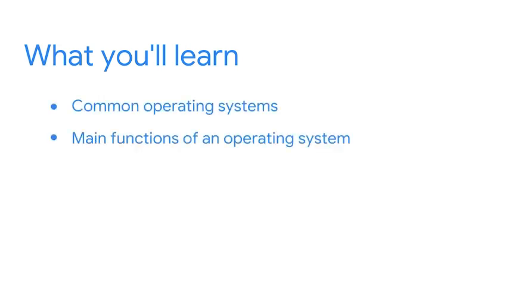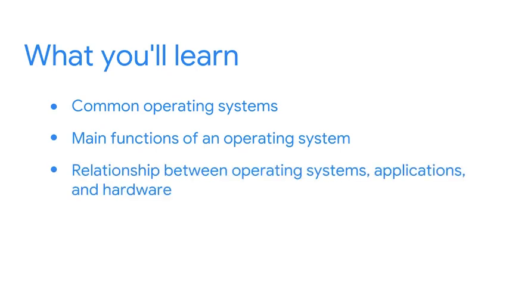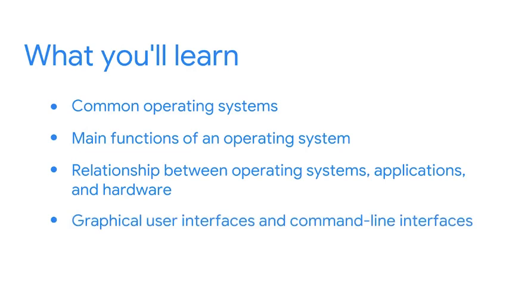In this section, we'll learn about common operating systems and we'll explore the main functions of an operating system. Then, we'll learn the relationship between operating systems, applications, and hardware. Finally, we'll compare graphical user interfaces and command line interfaces. The command line interface will be an essential part of your job as a security analyst. Understanding operating systems is an important foundation for your career in security. There's so much to explore. Let's begin.